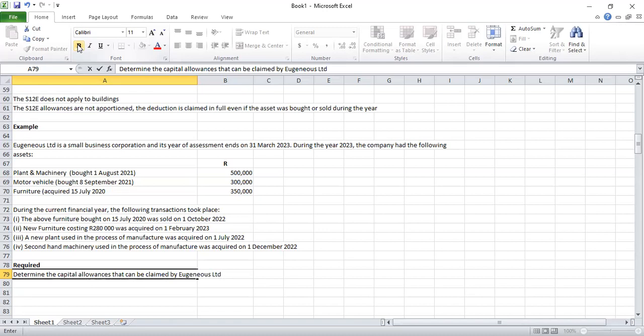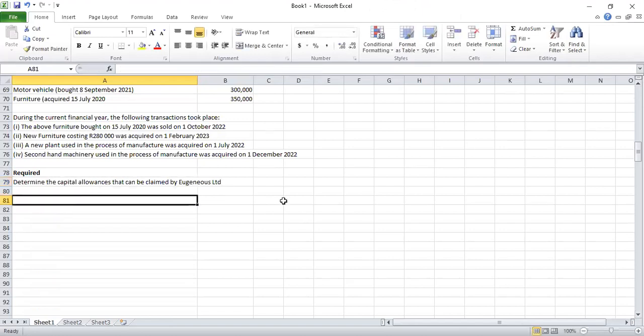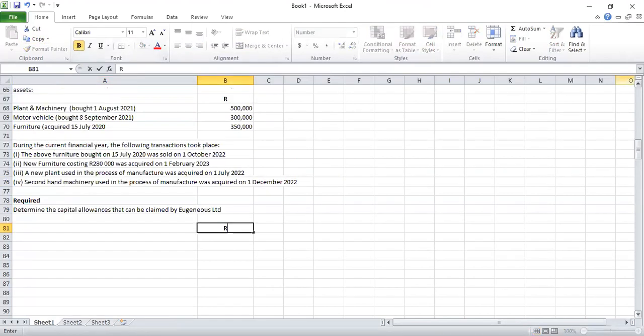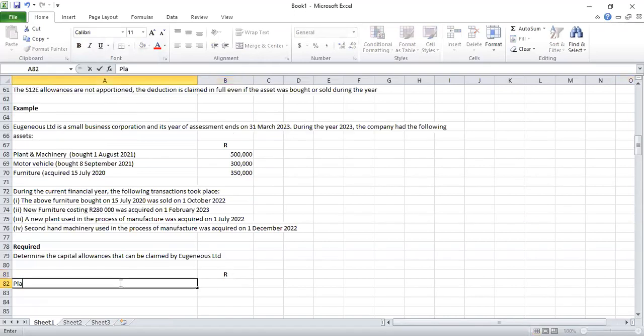All right, so we need to see what are the allowances. So we want to apply section 12E. I want you to follow me here as I apply section 12E so that you can see how we apply it. So we have the plant and machinery. Let me just copy it so that I don't waste time.